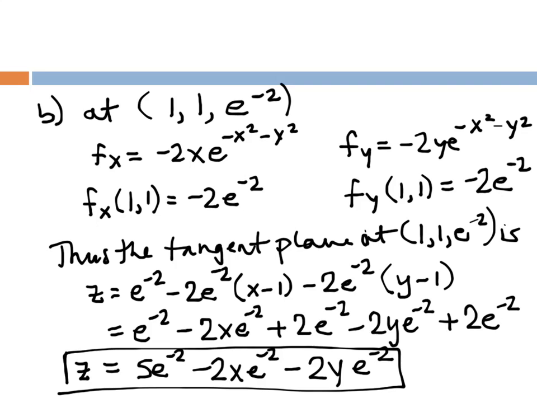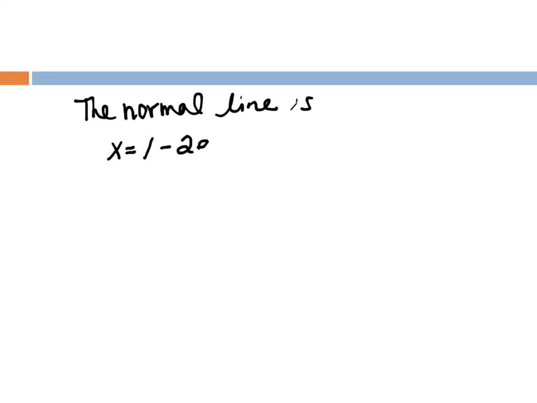All right, we also need to find the normal line, right? So we need to do our normal line. The normal line is, so we do x equals the x value. What was the x value? And then minus the slope at x, or the partial with respect to x, that was -2e to the -2, times t.